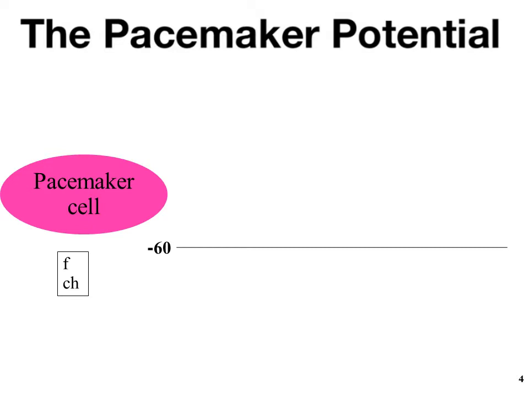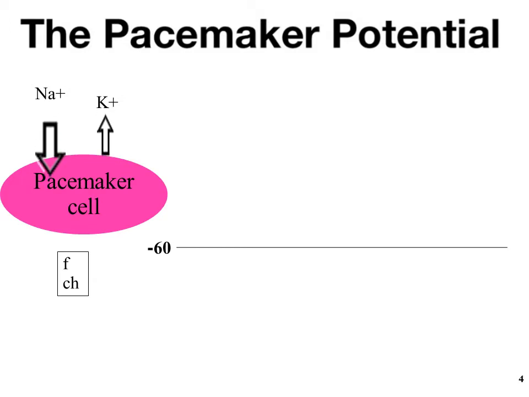H for hyperpolarization because it tends to be activated on hyperpolarization, while F from funny because these channels have unusual funny activity. What is this unusual funny activity? These channels are leaky to both sodium and potassium.